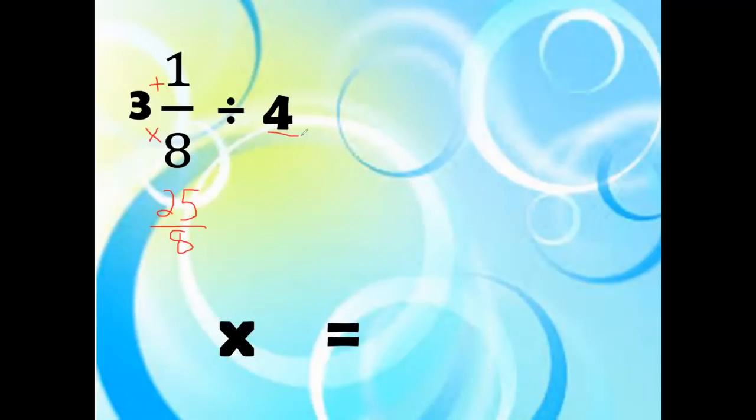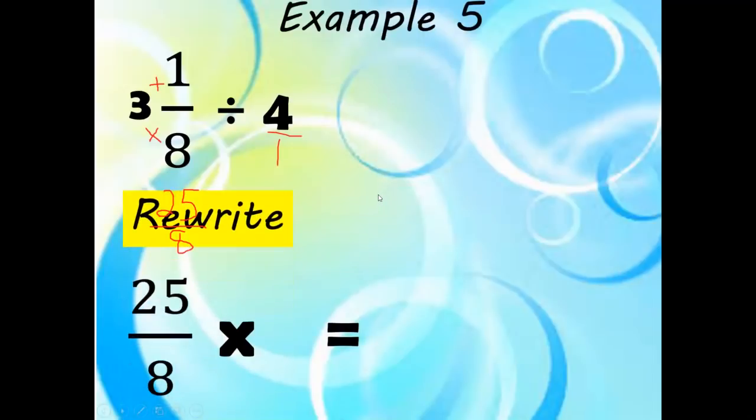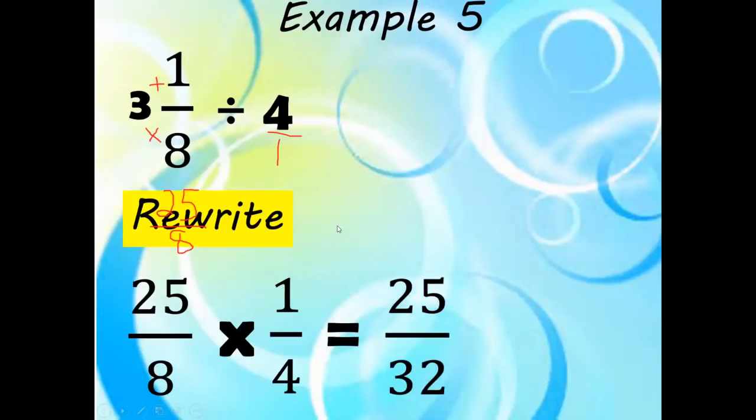Then again, this one has a denominator of 1. So still, we need to follow the steps: keep, change, and flip. So we have to write it: 25/8, and then 4 over 1 will become 1/4. You could check whether you can apply cancellation. 1 and 8, we cannot. 25 and 8, no. 1 and 4, no. So meaning we just need to multiply it. 25 times 1 will be 25. And then 8 times 4 will be 32.